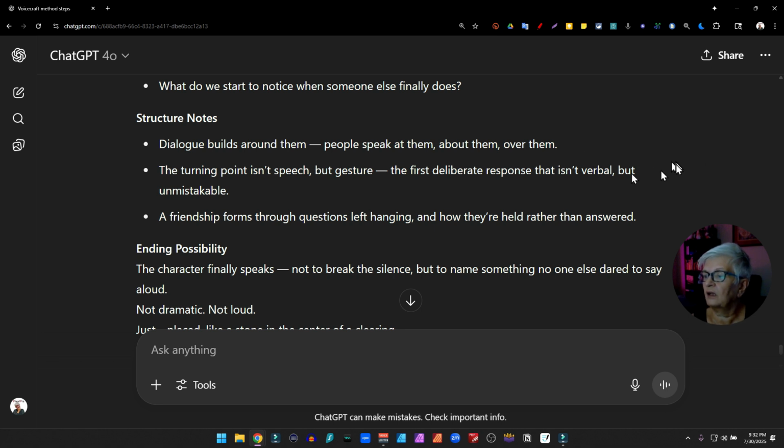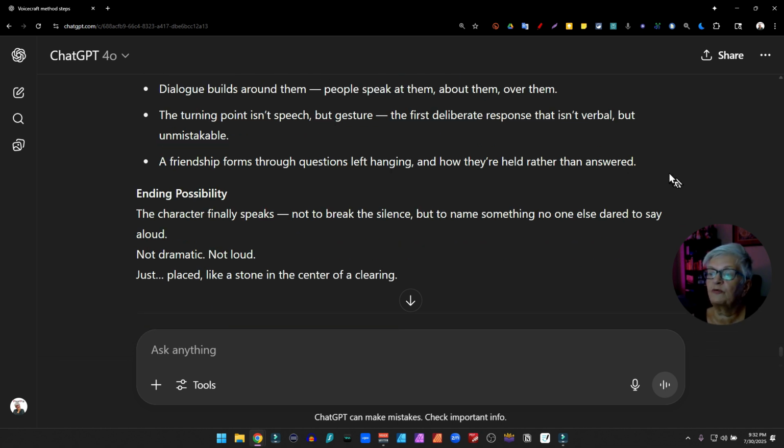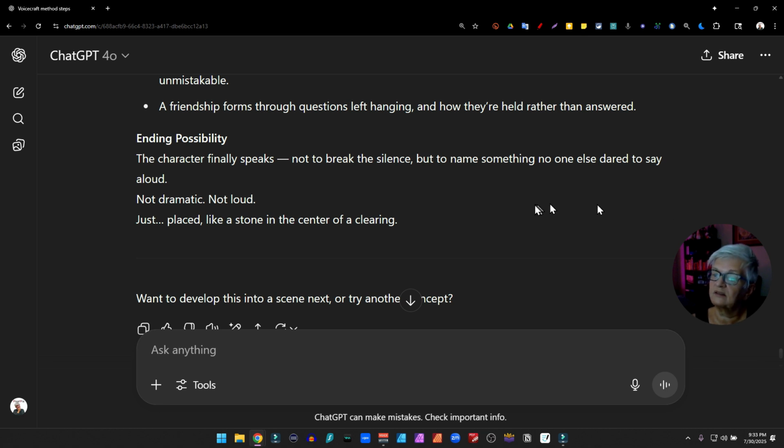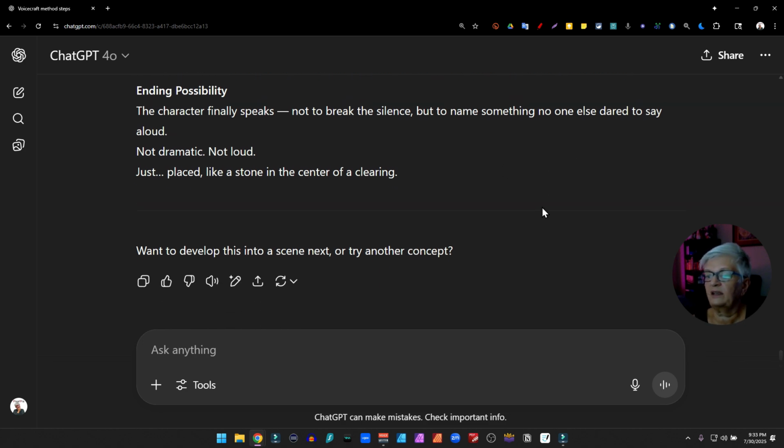Structure notes. Dialogue builds around them, people speak at them, about them, over them. The turning point isn't speech but gesture. The first deliberate gesture that isn't verbal but unmistakable. A friendship forms through questions left hanging and how they're held rather than answered. Ending possibilities. The character finally speaks, not to break the silence, but to name something no one else dared to say aloud. Not dramatic, not loud, just placed like a stone in the center of a clearing.